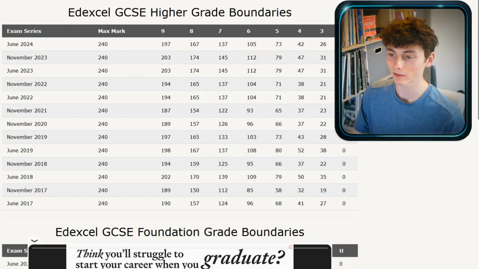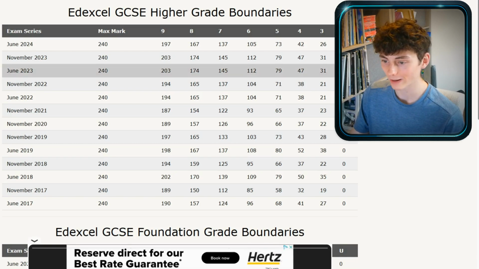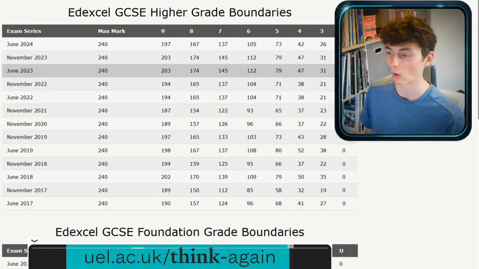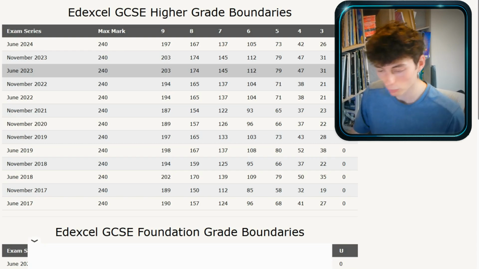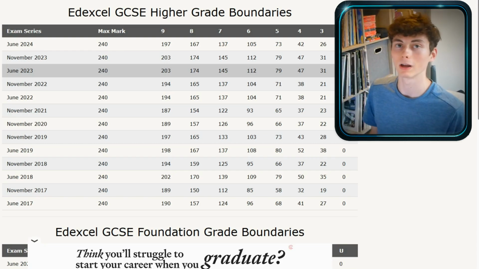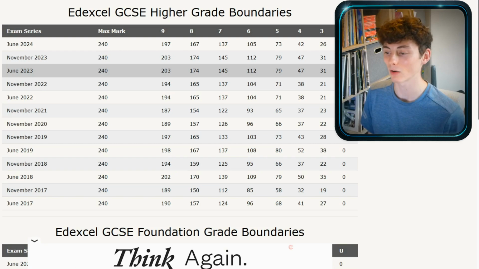So these are the grade boundaries for the Edexcel GCSE higher paper. So we're looking at June 2023 here. GCSE Maths is made up of 3 papers, so obviously I've only just sat 1. So I got 48. The best way we can estimate it is we just do 48 multiplied by 3, assuming I got the same on every paper. So 48 times 3 comes out to 144, which is actually 1 mark off a 7.